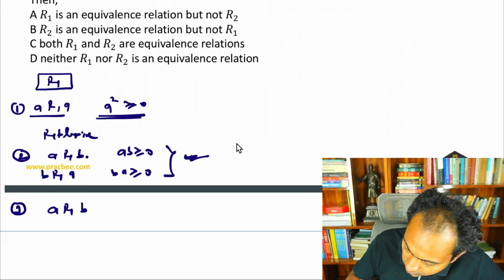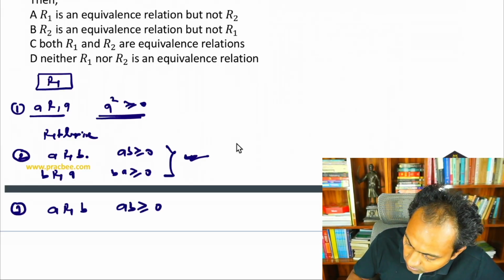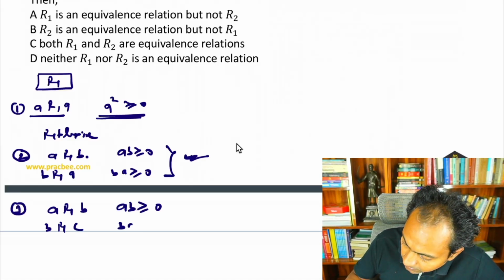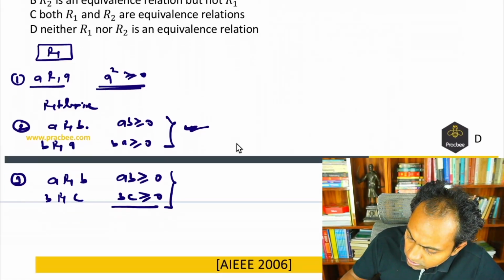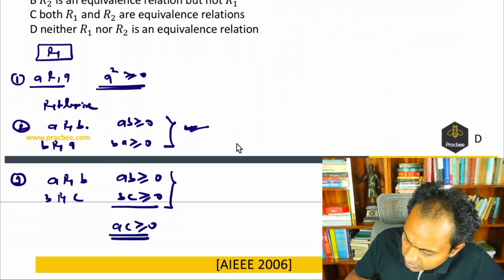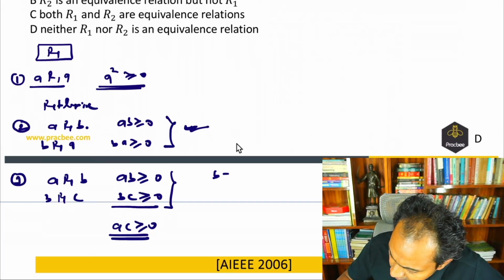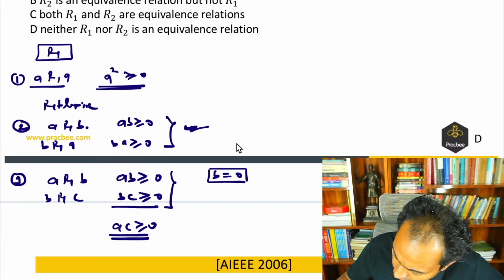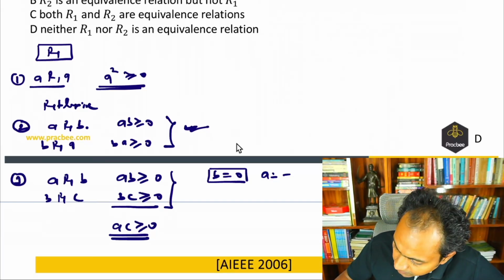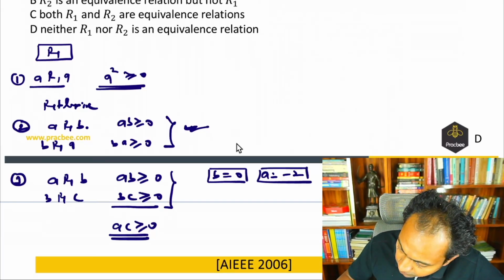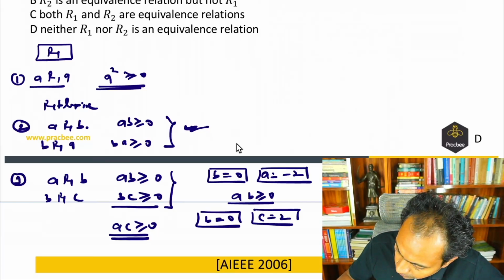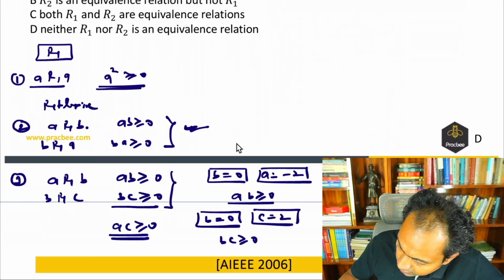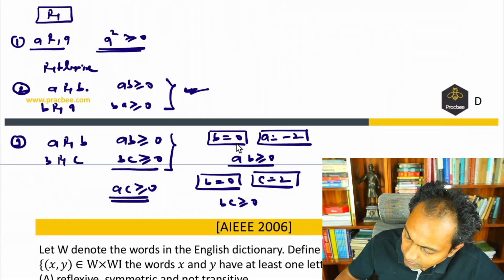So if A is related to B, that would mean AB is greater than or equal to 0. B is related to C, that will mean BC is greater than or equal to 0. Now would this also mean AC is greater than or equal to 0? See, this might or might not be true, because if I take B equal to 0, and I take the value of A as minus 2, then AB will be greater than or equal to 0. Similarly, if I take the value of C as 2, BC will also be greater than or equal to 0. But if you figure out the value of AC, it is going to be smaller than 0.